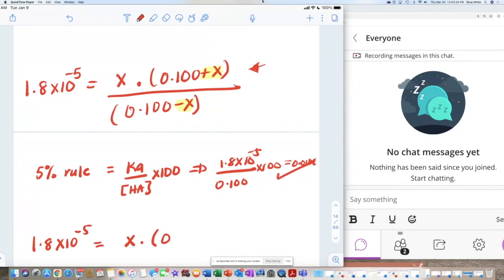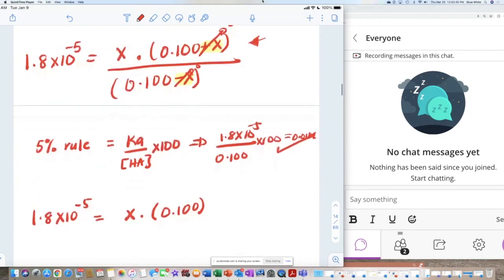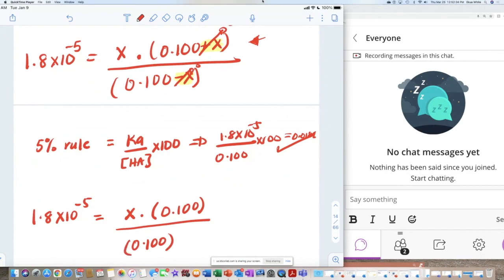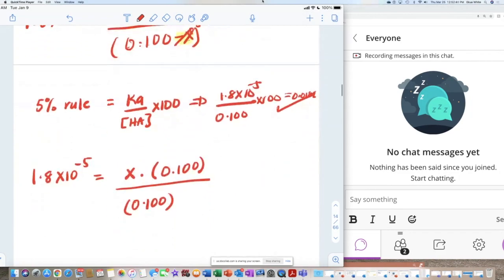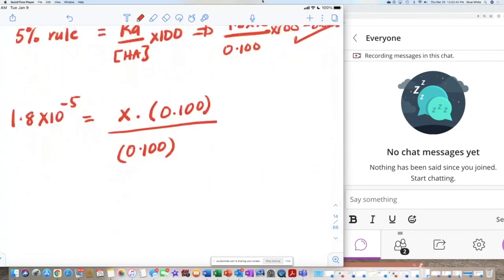In here, I can make this become 0. That becomes 0. This becomes 0.100 over 0.100, because it would be like 0.100 plus 0, 0.100 minus 0. So this is what my number becomes. So much easier. You can tell I'm smiling, right? So much easier. So now I solve for x. This and this cancel out, and x is literally 1.8 times 10 power negative 5.